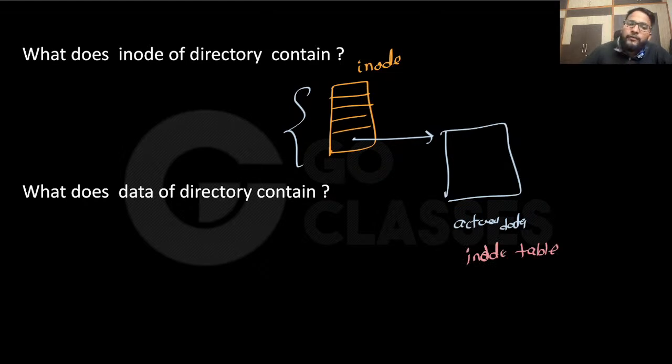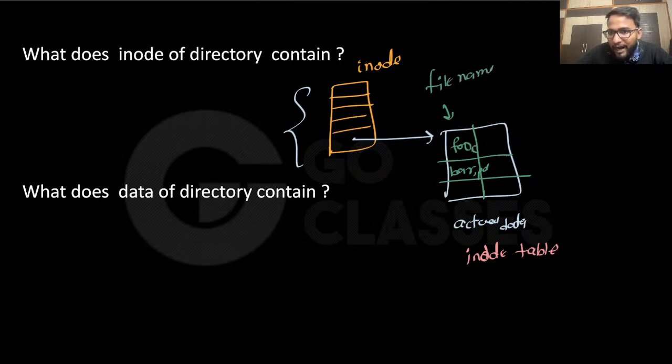Okay. So here, what do I have? In this directory, let's suppose I have a few files. Let's suppose foo, bar, and so on, foo.c, bar.pdf, something like this. Then I will have the file name, and this is the inode number of that file, right? Let's suppose this is 19, this is 31, something like this. So this is the inode number. Every inode has some number.